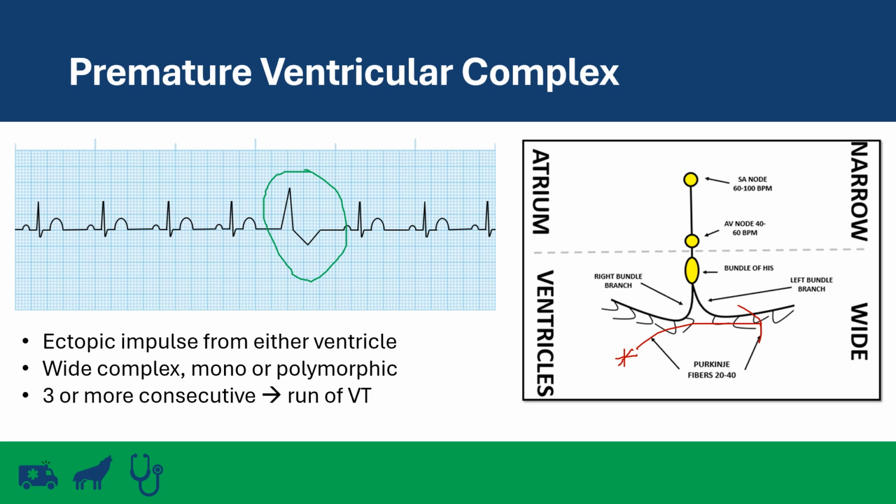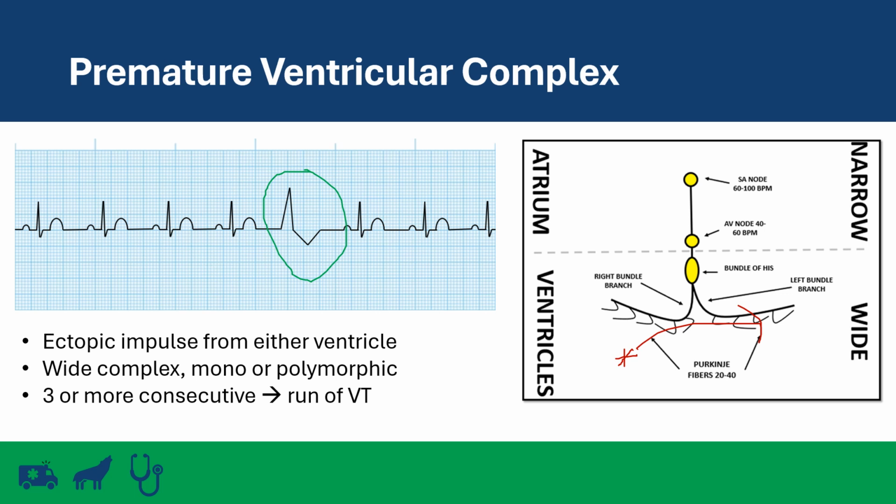So we know that this is a PVC, that it comes from the ventricles, because this QRS complex is wide. Remember, any impulse that comes from the ventricles is going to be wide because the conduction system isn't as efficient there. Okay, so this is a premature ventricular complex on top of a normal sinus rhythm. So we would call this normal sinus rhythm with a PVC. They can come from either ventricle, the right or the left. They're going to be wide complex.